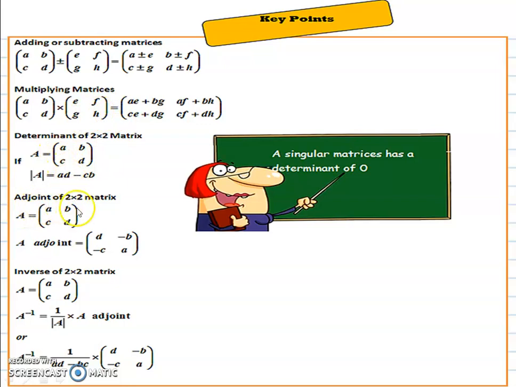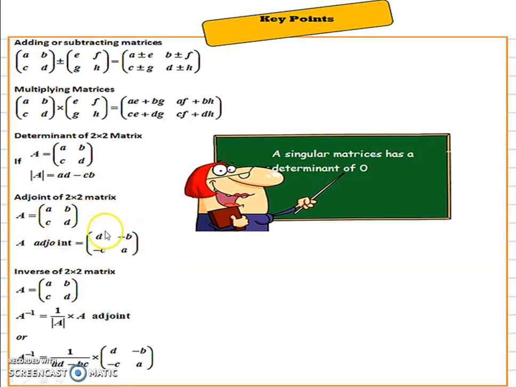Now we have to know the adjoint of a 2 by 2 matrix. If any matrix is given, A is equal to ABCD, then the adjoint of such a matrix is given by interchanging the diagonal elements. Instead of A, we write D, and instead of D, we write A. And for B and C, the signs will be changed: B becomes minus B, C becomes minus C. So that is important for the adjoint of the matrix.